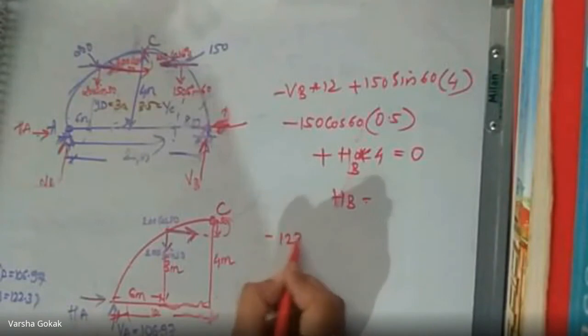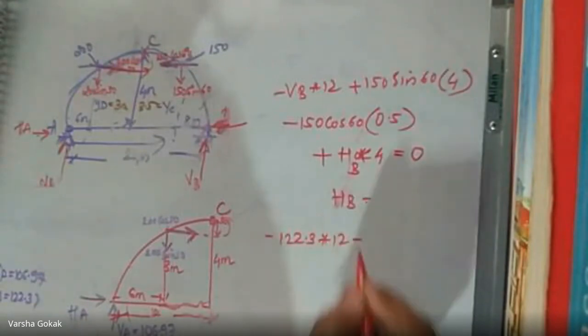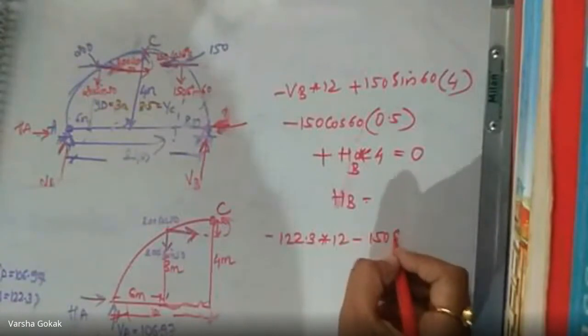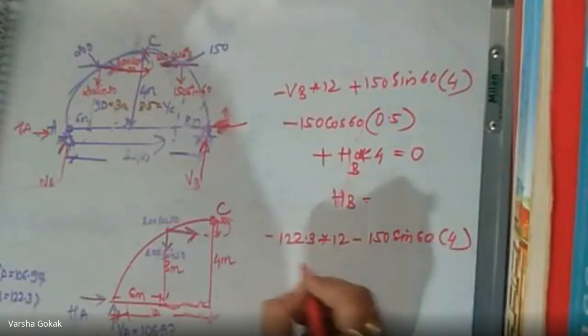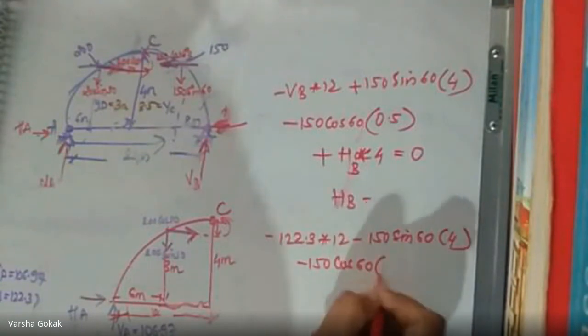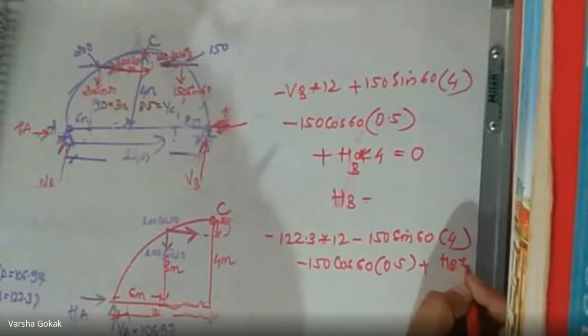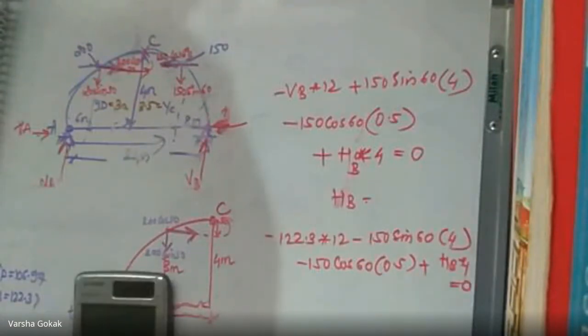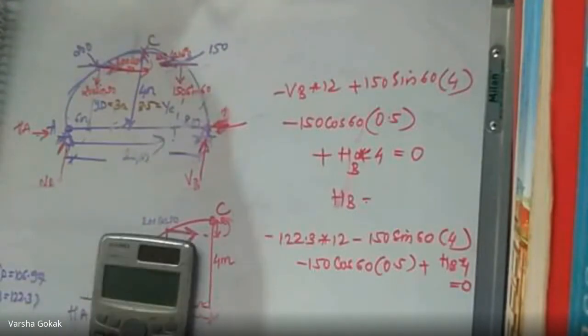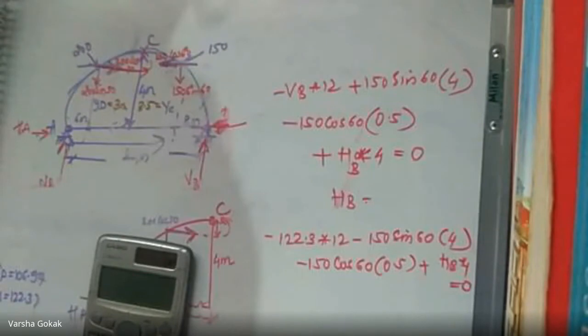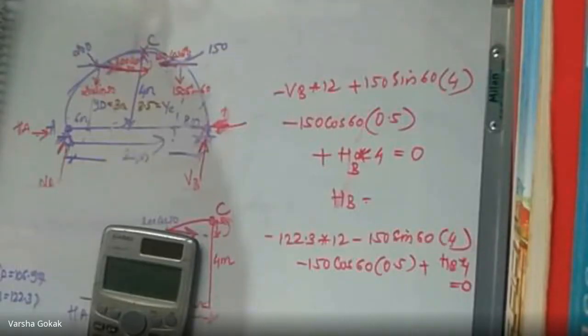VB is what? 122.3 into 12 minus 150 into sine of 60 into 4 minus 150 into cos of 60 into 0.5 only, you know, the differences. And then plus HB into 4 equal to 0. Others also please try. Plus 122.3 into 12 plus 150 sine of 60 into 4. Ma'am, 227.62. Yes, 227 is a correct answer, I think.